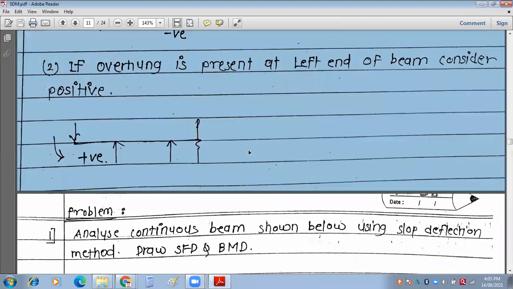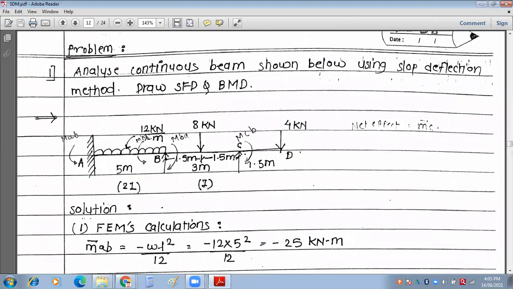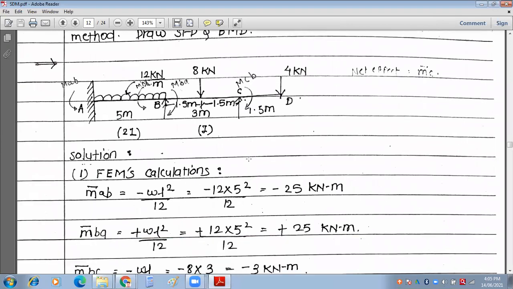Okay. Now let us solve one problem. Analyze the continuous beam as shown in the figure using the slope deflection method and draw SFD and BFD. Now if you see in this figure, support A is fixed, B is continuous, C has the overhang, CD is the overhang. Here at the D end a 4 kilonewton point load is there. At the BC span, at the center, an 8 kilonewton point load is there.